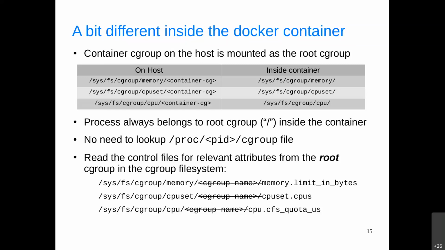actually skip parsing the cgroup file to get the C group name. It can just assume that it is part of the root C group when running inside the Docker container, and therefore read the control files from the root C group of the C group file system to get all the memory and CPU limits that the container has imposed. So this is the slight difference between the scenario when OpenJ9 is running inside the container versus when it is running directly on the host.